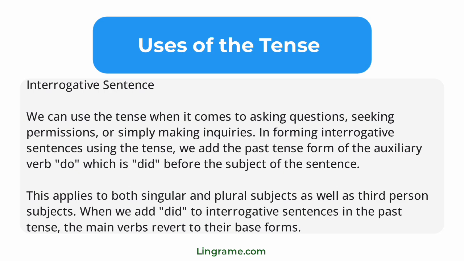Interrogative sentence. We can use the tense when it comes to asking questions, seeking permissions, or simply making inquiries. In forming interrogative sentences using the tense, we add the past tense form of the auxiliary verb, do, which is, did, before the subject of the sentence. This applies to both singular and plural subjects, as well as third-person subjects. When we add did to interrogative sentences in the past tense, the main verbs revert to their base forms.